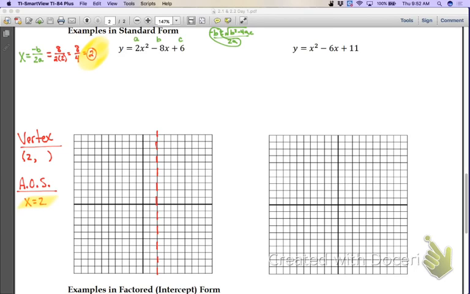Now, all I'm going to do here is take this value that I got right there, and I'm going to plug it in every time I have an x. So now, to find y, plug x into the equation.